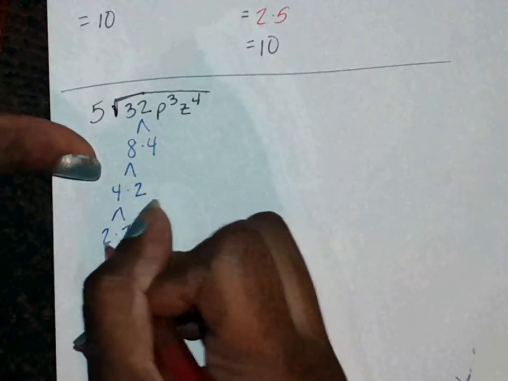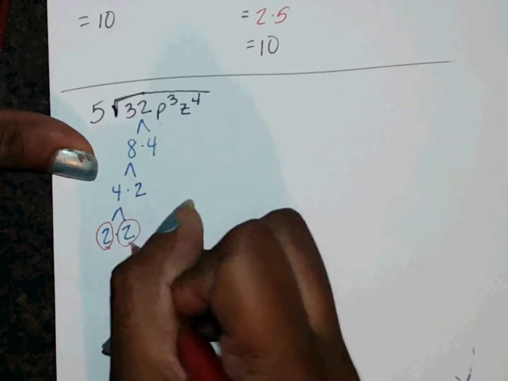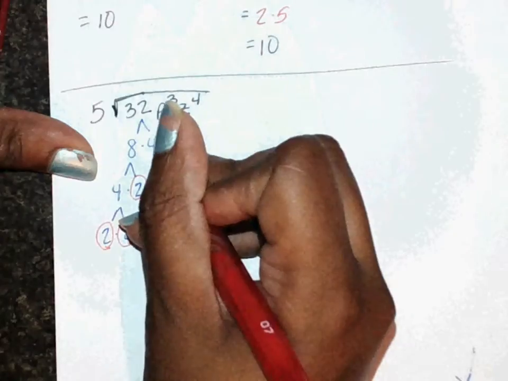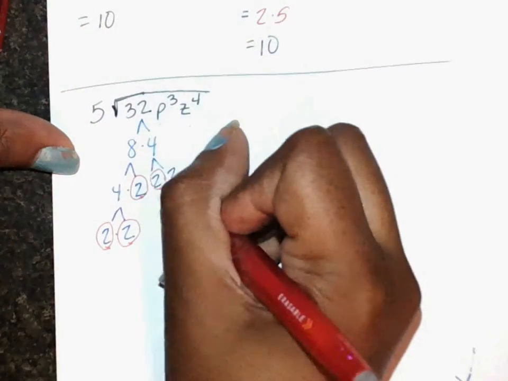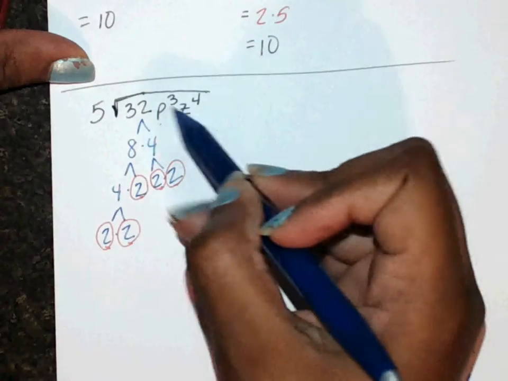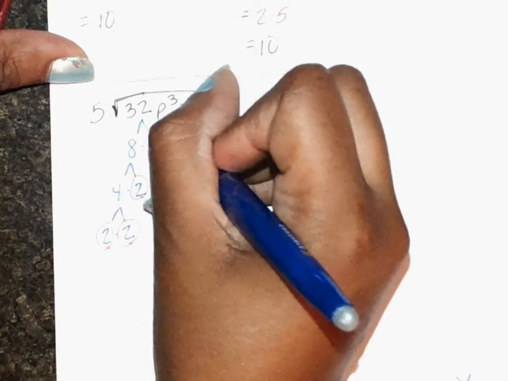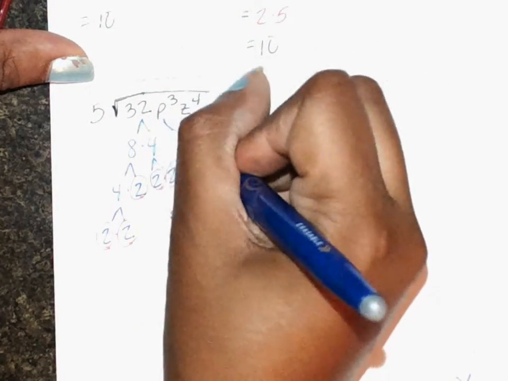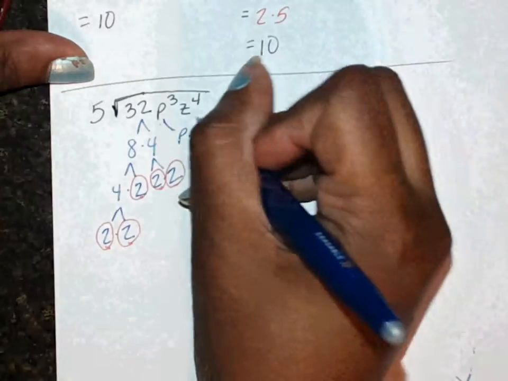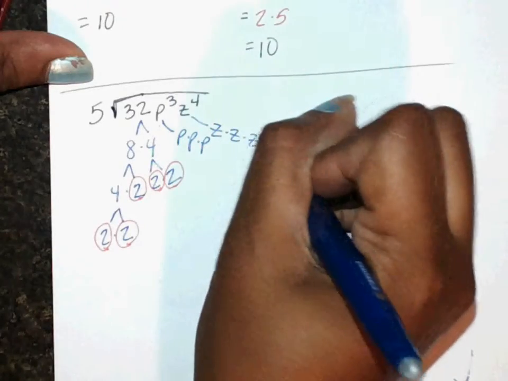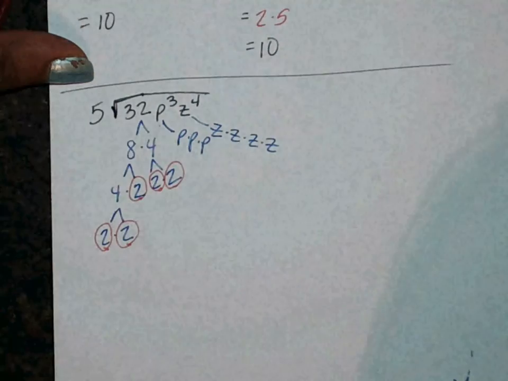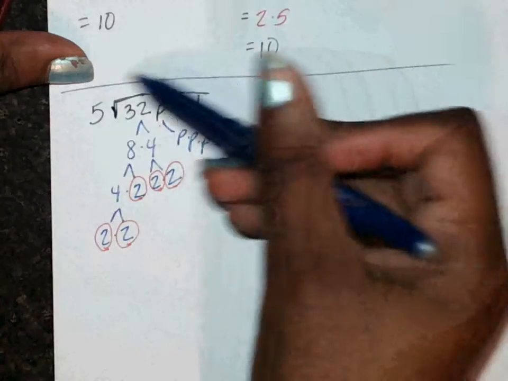Can't break this down anymore because it's a prime number. Prime number, prime number, not a prime number. Prime number, prime number. I'm also going to break down these variables. P cubed, if you understand powers, means that you have 3 p's being multiplied by itself. Z to the 4th, how many z's would you have? 4 z's.